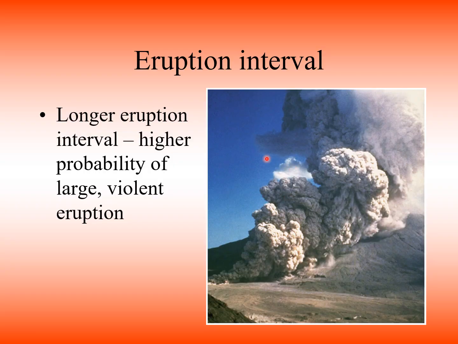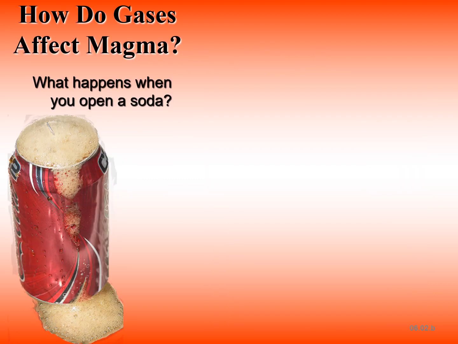So for eruption intervals, the longer the eruption interval, the higher the probability of a large violent eruption, which I already mentioned. And then gases too. So think about this. When you have a can of Coke or a can of whatever soda, it's got carbon dioxide dissolved into it. That's why we say it's carbonated. But it's sealed under pressure, right?